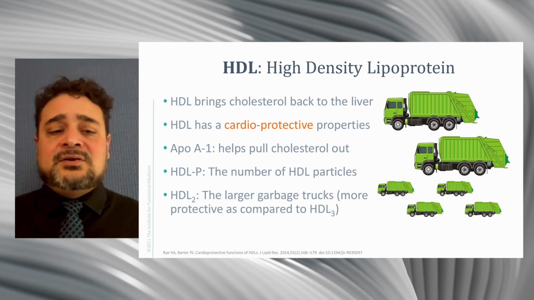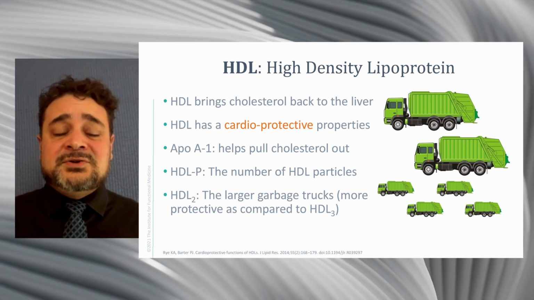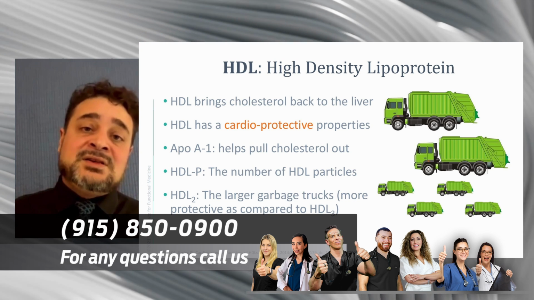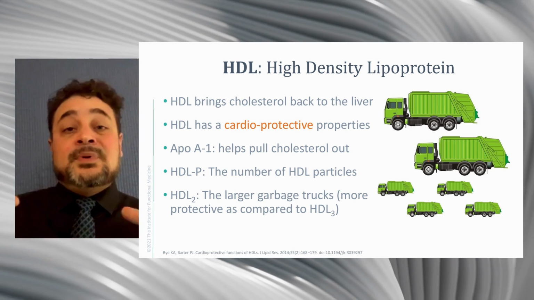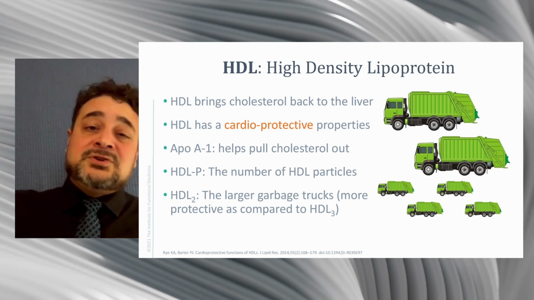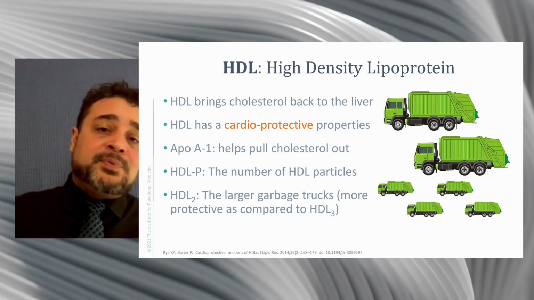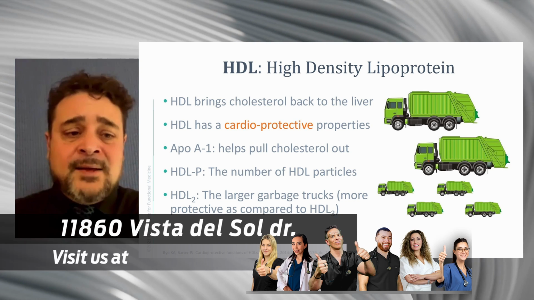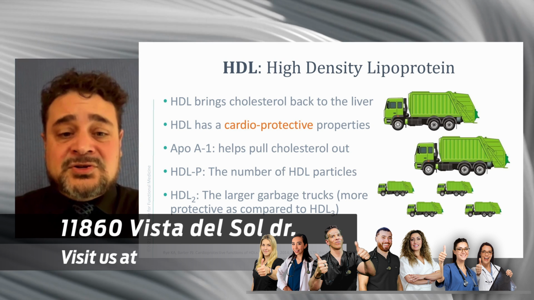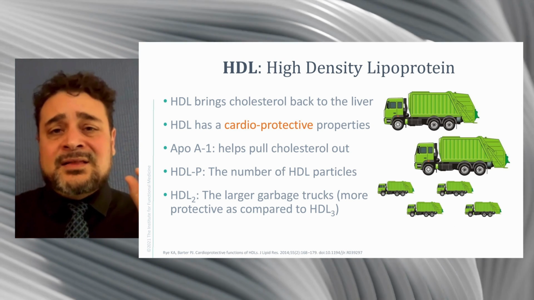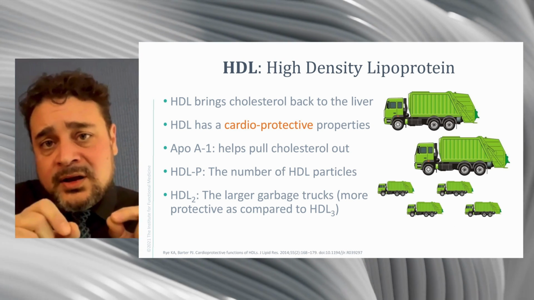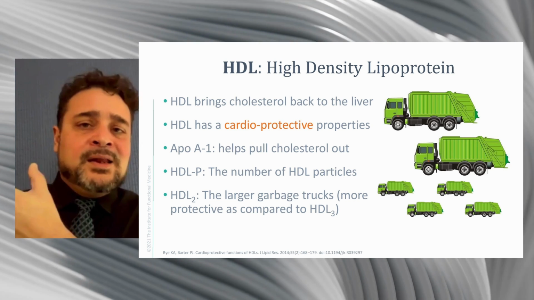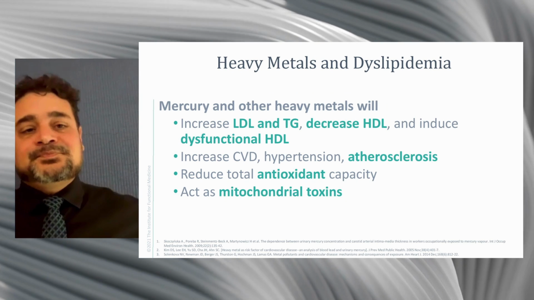You can look at HDL particles, so you can see how many HDL particles you have, the particle number. And just like LDL, you can have really big garbage trucks, or you can have really tiny garbage trucks. The bigger the garbage truck, the easier it is for that garbage truck to load up and pull cholesterol out of the blood vessel. So when you look at the panel, the HDL2 is the larger garbage truck, whereas HDL3 is the tiny ones. The tiny ones are cute if you're playing a little car game with your kids, but the tiny one is not cute if you're trying to pull that cholesterol out of the blood vessel.